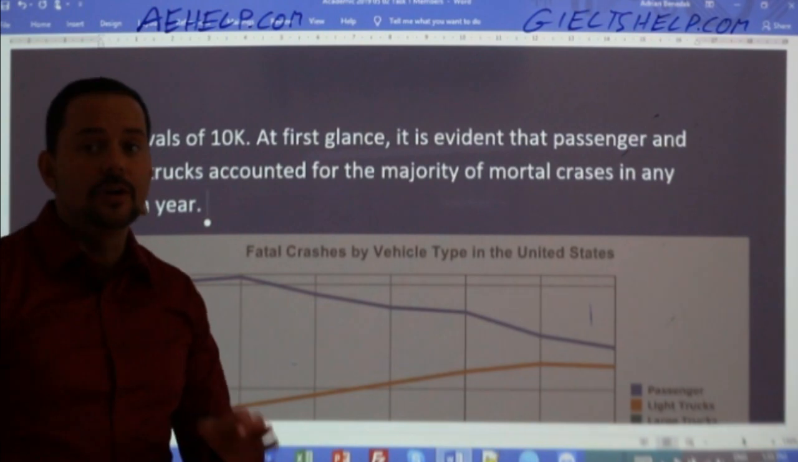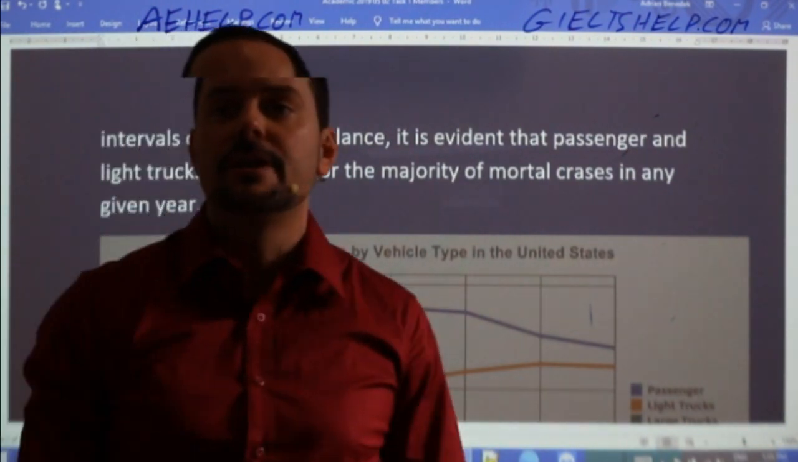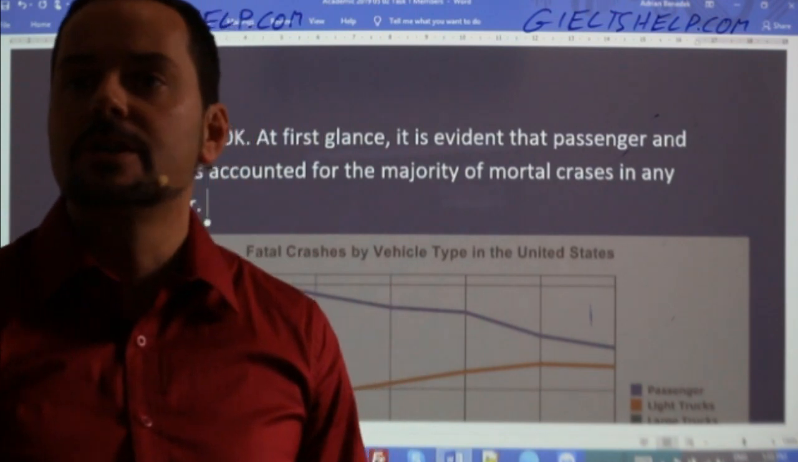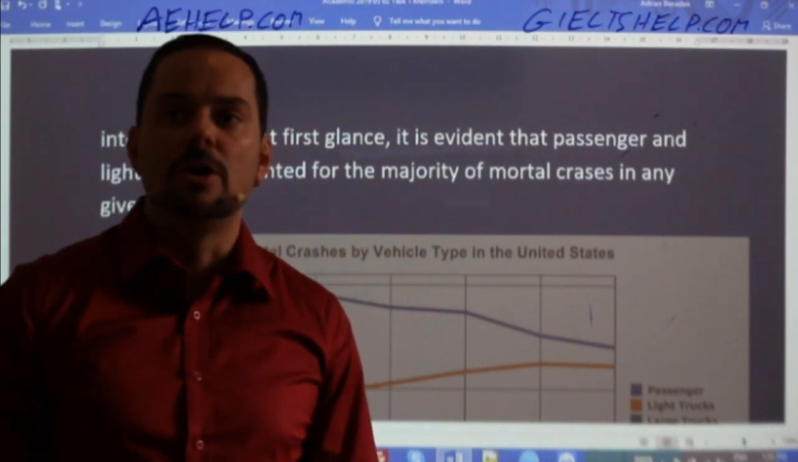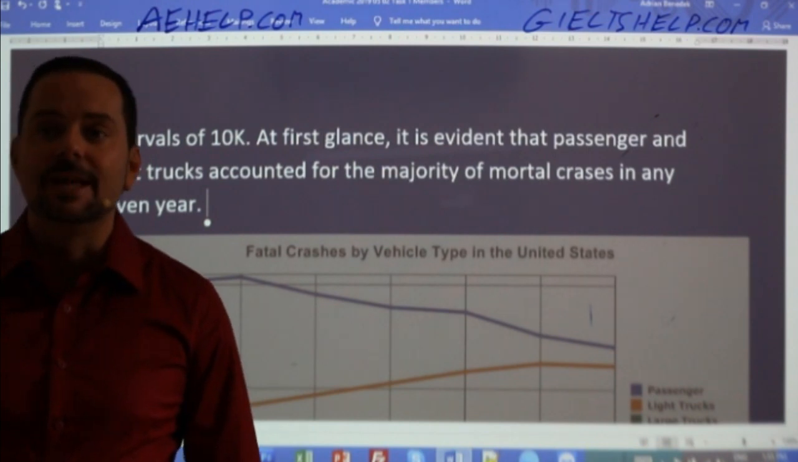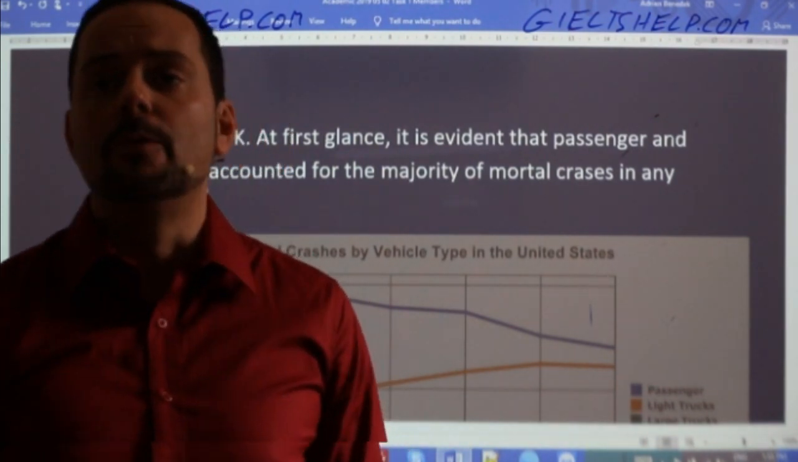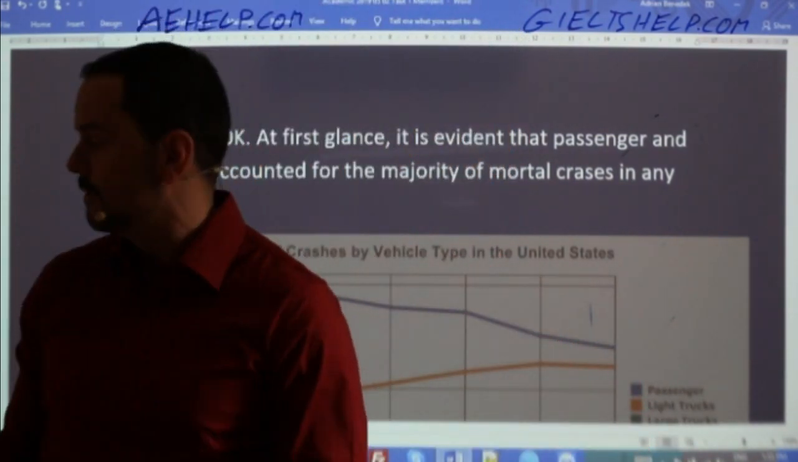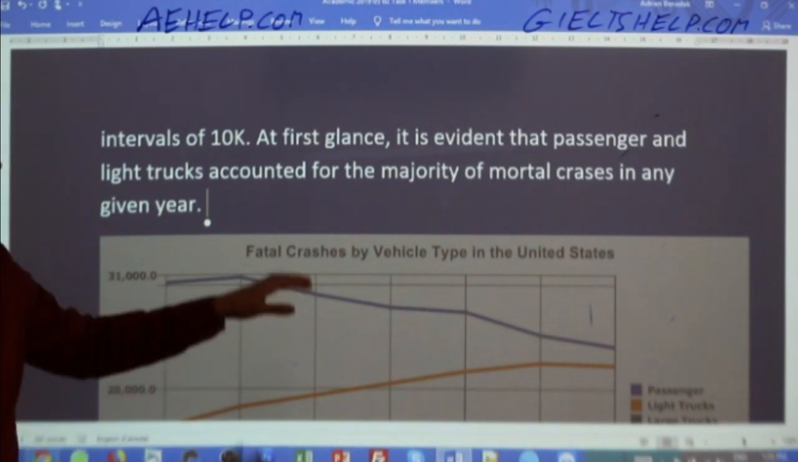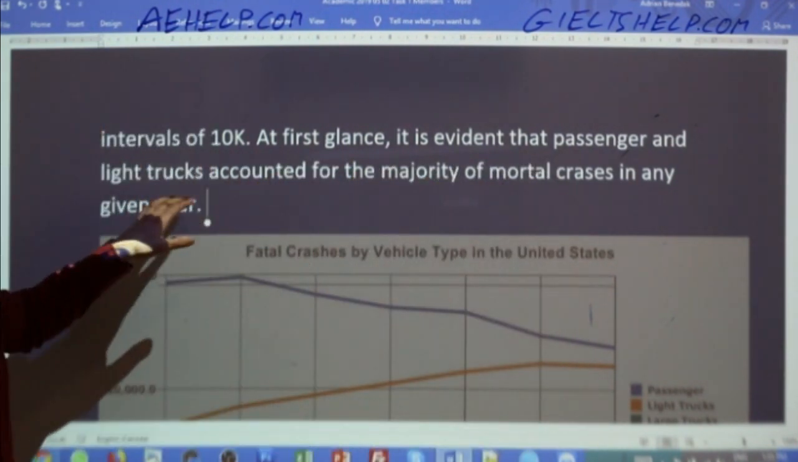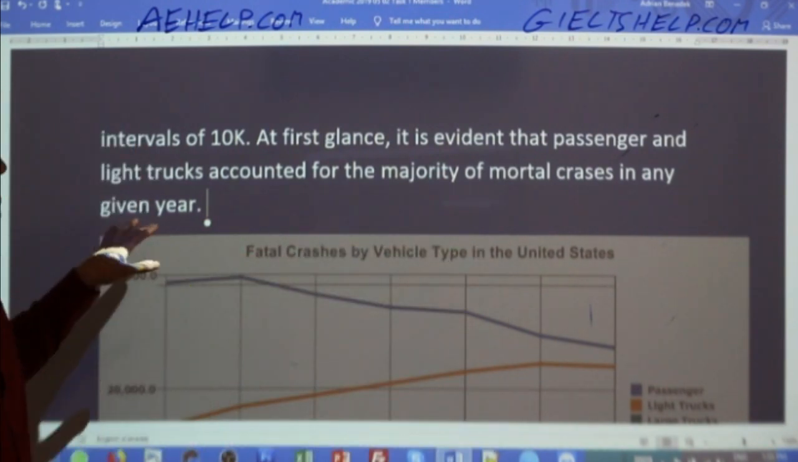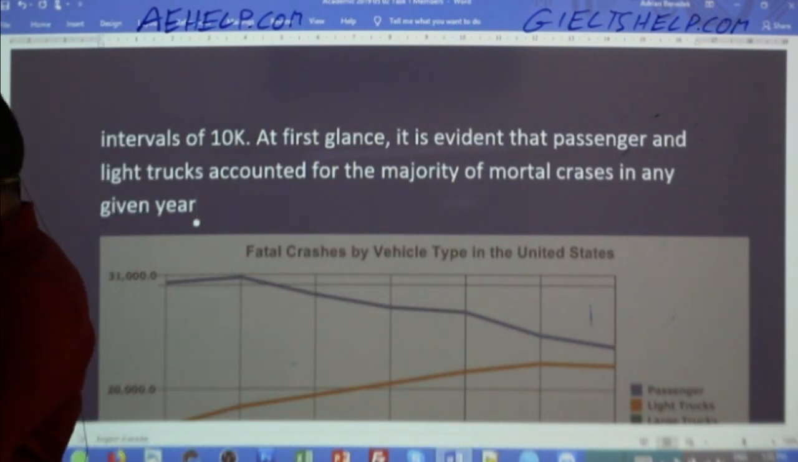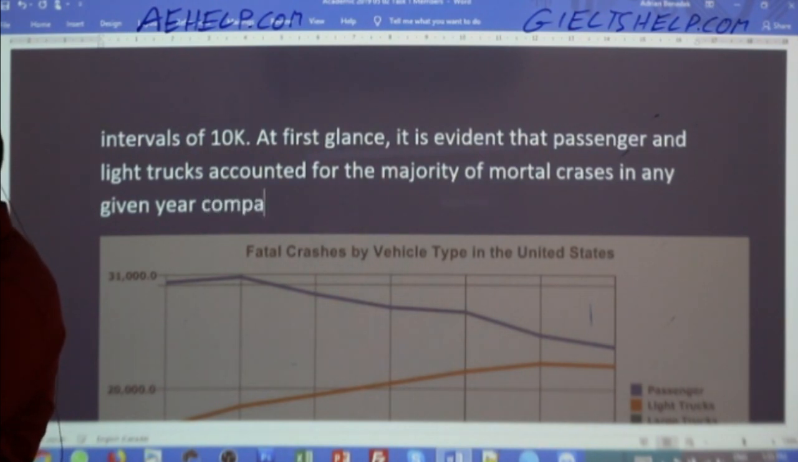Roshni, yes, you're very close. Okay? So at first glance, it is clear that passenger and light trucks are much more responsible for the mortality rate than the other four vehicle types. Roshni, it's really important that you include that comparison, right? Than the other four types. And I need to do the same. So you see here, at first glance, it is evident that passenger and light trucks accounted for the majority of mortal crashes in any given year. And we need to extend it with the comparison. So compared to the other four vehicle or transportation types.